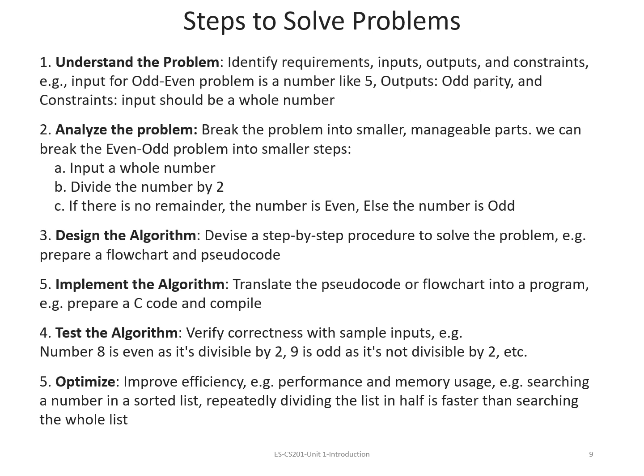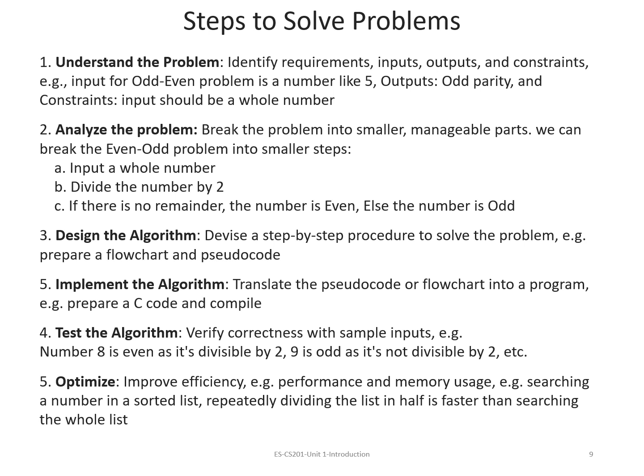4. Test the algorithm. Verify correctness with sample inputs, for example, number 8 is even because it's divisible by 2. Number 9 is odd because it's not divisible by 2. Number 0 is even because it's divisible by 2. Number 8.5 is neither even nor odd because it's not a whole number.